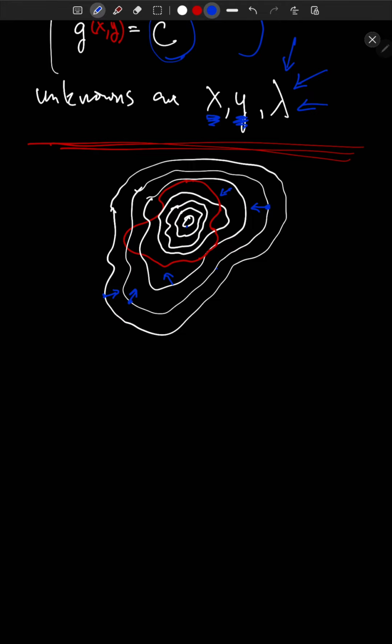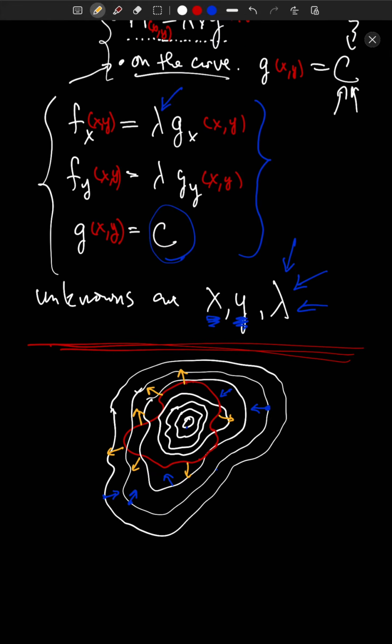We want gradient f to be parallel to gradient g. So what's gradient g? Gradient g is, again, perpendicular to the red curve. So gradient g looks perhaps like this. And again, the actual direction of the arrow doesn't matter. The important thing is it's perpendicular to the red curve. I'm drawing it as pointing outwards, but in reality, it could be pointing inwards. That makes no difference. The difference would be in the lambda, the difference between a positive lambda and a negative lambda in this equation.